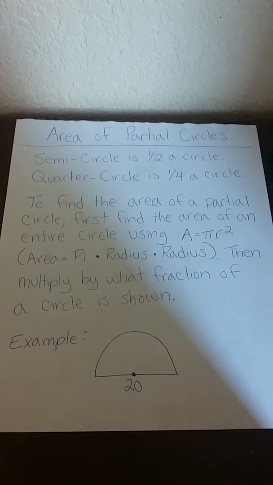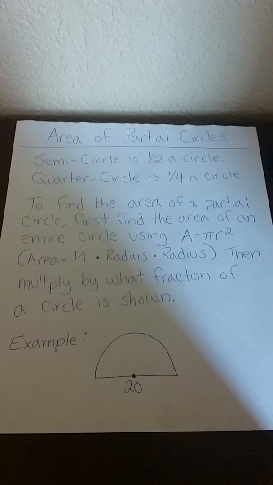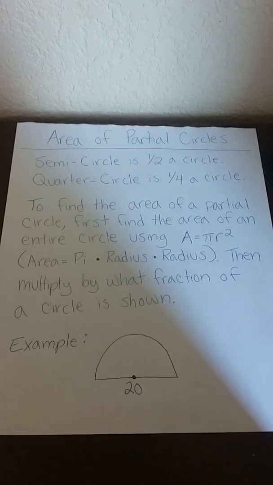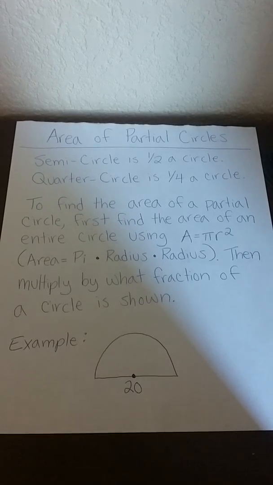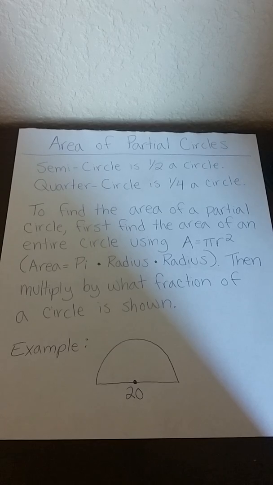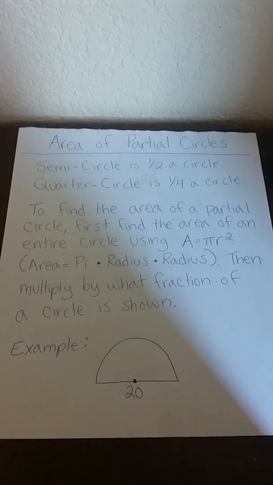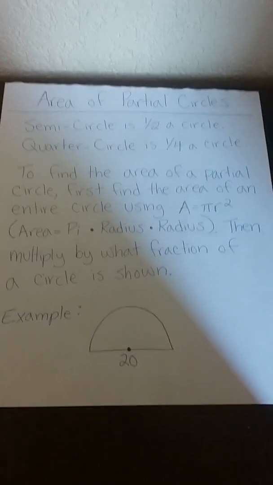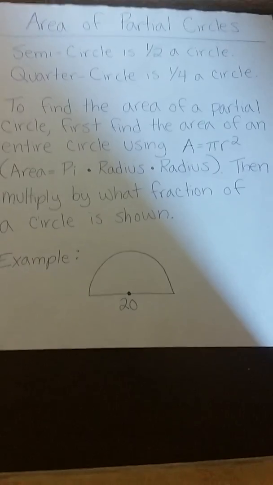To find the area of a partial circle, first you find the area of an entire circle using area equals pi r squared, or area equals pi times the radius. Then you multiply whatever that is by what fraction of the circle is shown. So let's look at this example down here.